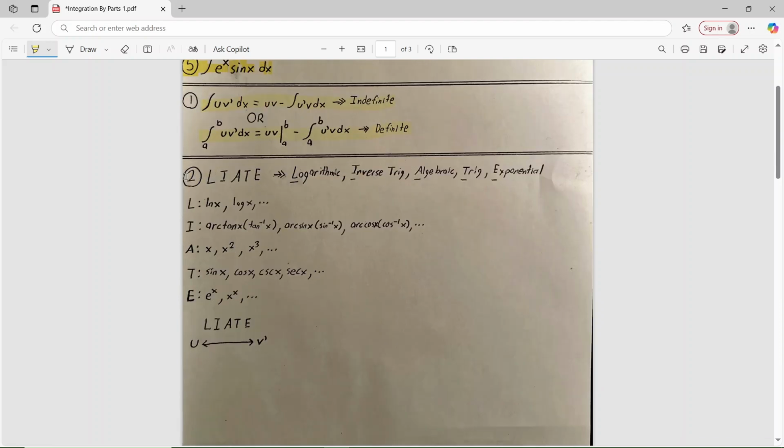So the LIATE rule is how we choose which function we're going to use as a u and which one we're going to use as v prime. LIATE stands for logarithmic, inverse trig, algebraic, trig, exponential. Here are some examples of each of those.